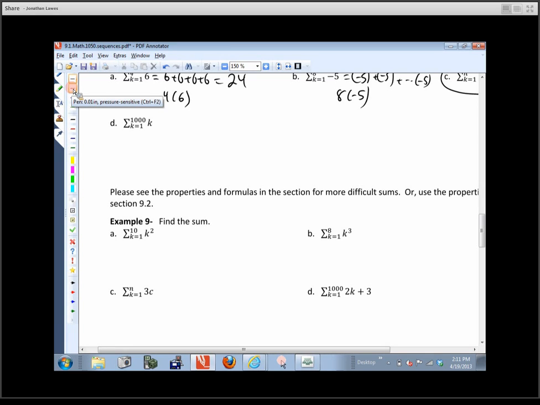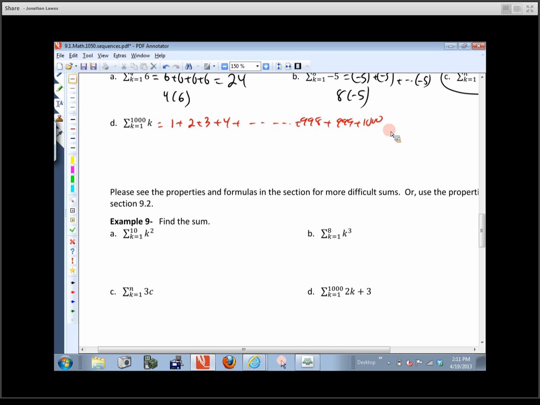I want you to add up all the numbers from 1 to 1,000. Add up the first 1,000 positive integers. So what he wanted them to do was this: 1 plus 2 plus 3 plus 4 plus, all the way to 998, 999, and 1,000. He wanted them to come up with an answer for that.